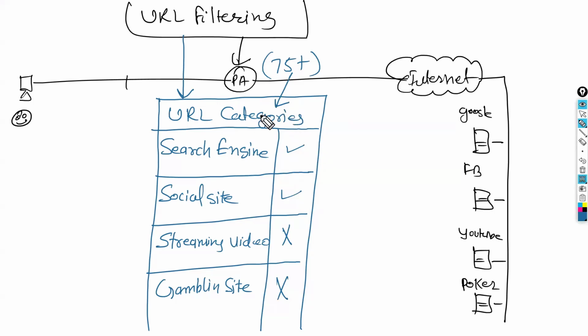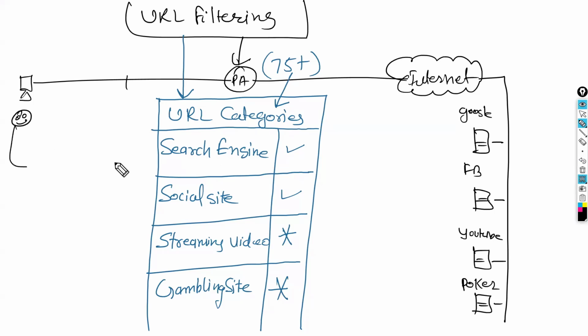Okay. So you can use inbuilt categories. If you think that a site's category is not available on Palo Alto, don't worry about it. You can create your own category. You can put in the URL. So you have options: you can use an inbuilt category or you can define a custom category. Now, what have we defined? We have defined URL filtering where search engine is allowed, social site is allowed, streaming video is blocked, and gambling website is blocked.